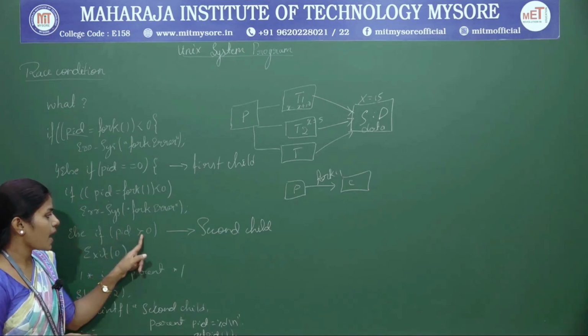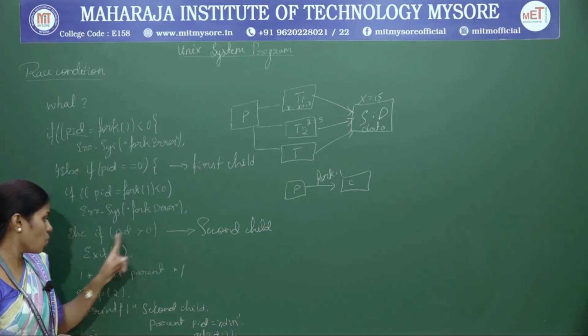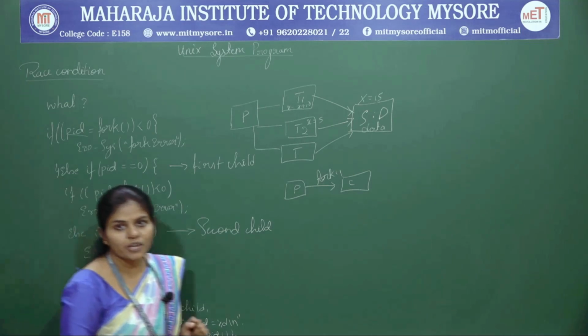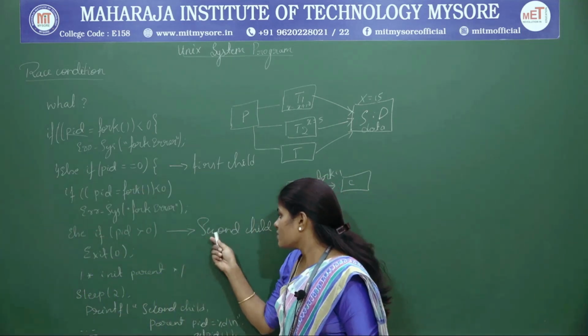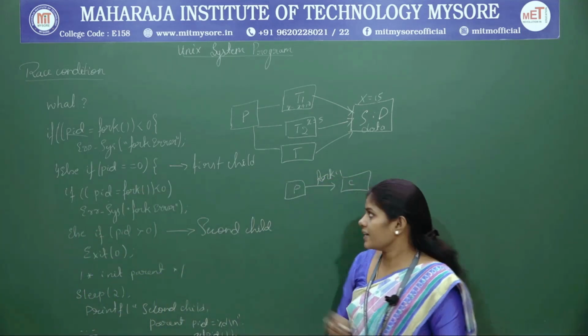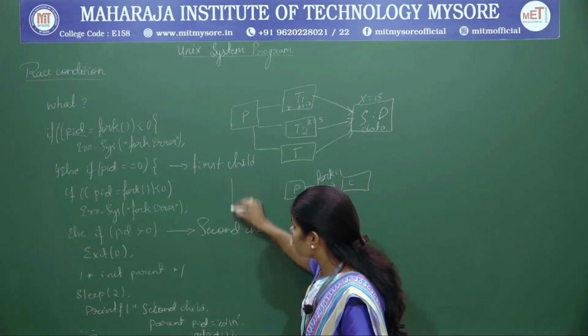Now if the PID is greater than 0, then exit(0). What do you mean by that? That is, when the second child is created, the first child will become what?